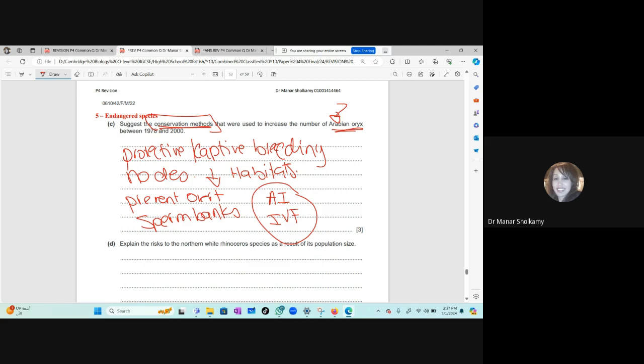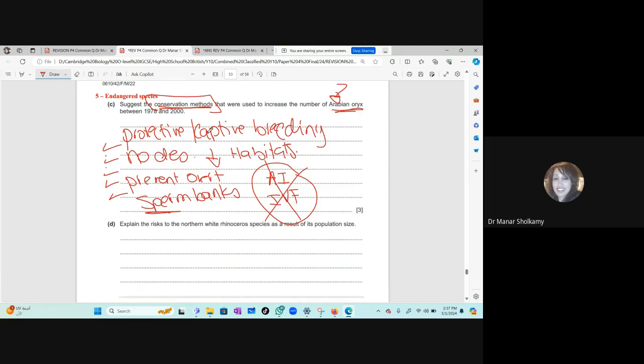prevent their extinction. So all these are methods that can be applied on any animal and in plants also, but you will not say sperm banks. What will you say instead of sperm banks when I talk about plants? Pollen. Seed banks. Seed banks, yes. And I don't mention, of course, artificial insemination and in vitro fertilization in plants. Of course, this is only done in animals.